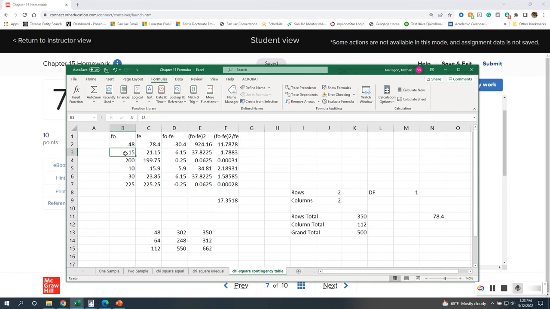Next, we have the 302, because I'm going to go with the row. So still 350, except the column total is now 550. My grand total is not changing. That probably explains something there.